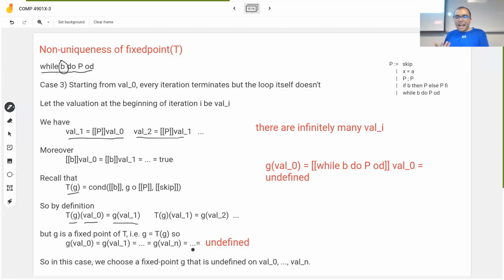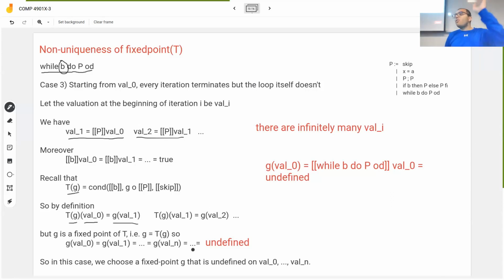Okay. And well, I want to get something that matches my operational semantics. And I know that if I use my operational semantics, it should be undefined here, because the operational semantics just keeps running the while and it will never end. So the best choice that I can make is to put this undefined.